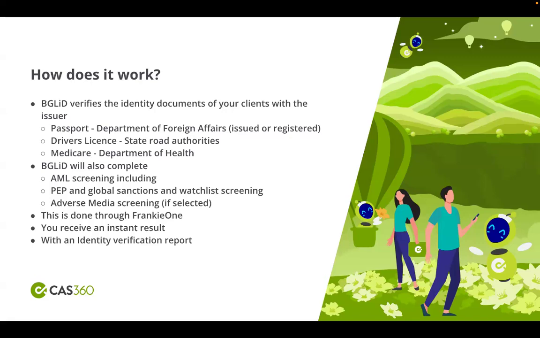So we directly verify the identification information with the issuer. For Australia, we can verify passports, we can verify driver's licenses, and we can verify Medicare cards. So these are the three main sources of ID verification that you can do with BGLiD. And with passports and driver licenses, they're really important because they are like an ID with photo.